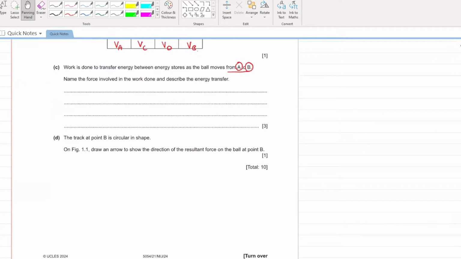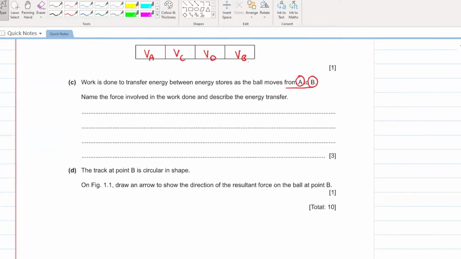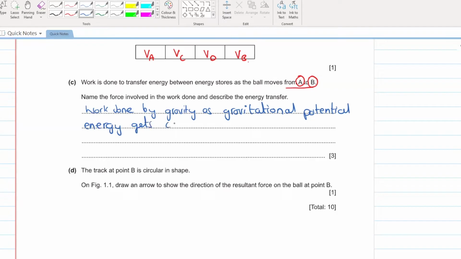Let's write this in a neat and clean manner. You will first of all say, work is done by gravity as gravitational potential energy gets converted into kinetic energy. Perfect, nothing complicated. Let's move on to part D.